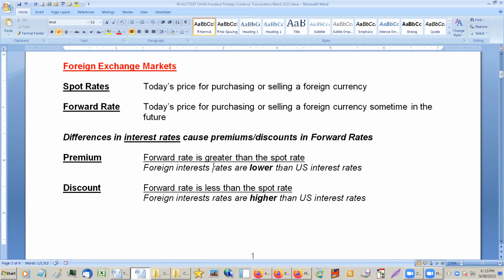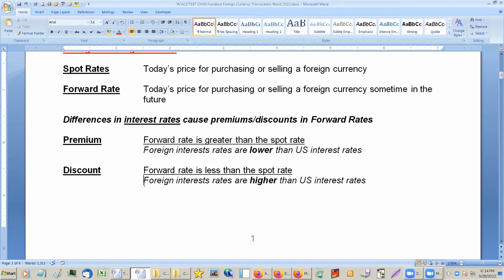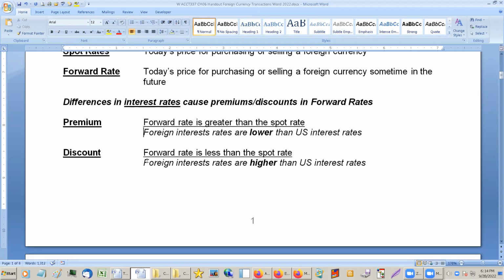So if the foreign interest rates are lower than in the US, we have to pay more for their currency, because their currency is more secure, it's going to hold more of its value. If foreign interest rates are higher than the U.S., then it's going to be at a discount as time goes by. Because of how high their interest rates are, they may very well have a discount. Their currency is worth less going into the future.